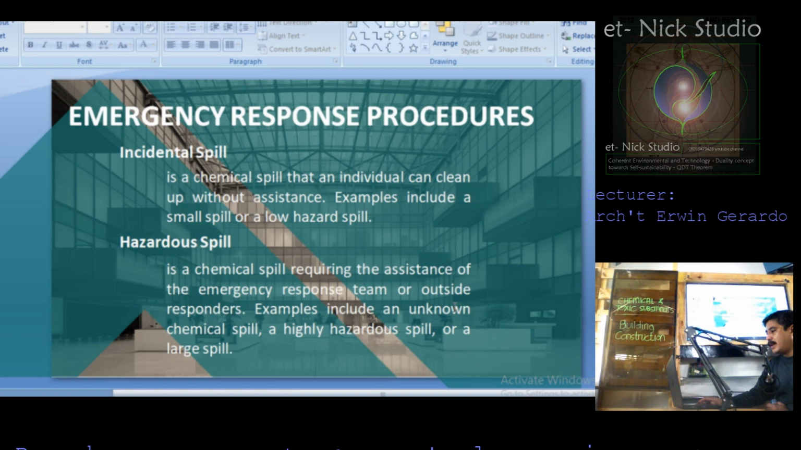An incidental spill is a chemical spill that an individual can clean up without assistance. Examples include a small spill or a low-hazard spill. A hazardous spill is a chemical spill requiring the assistance of the emergency response team or outside responders. Examples include an unknown chemical spill, a highly hazardous spill, or a large spill. So this is under the emergency response procedures.